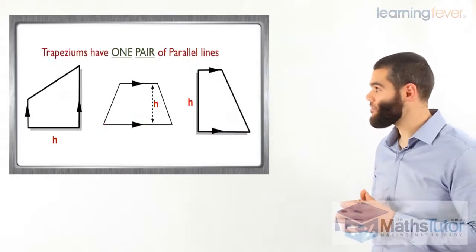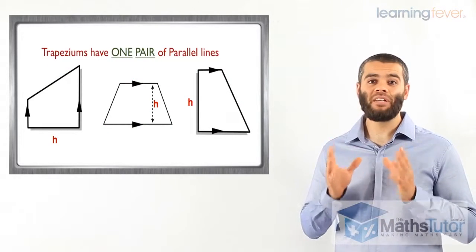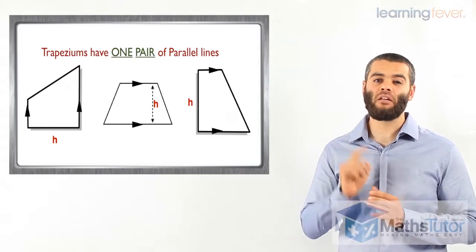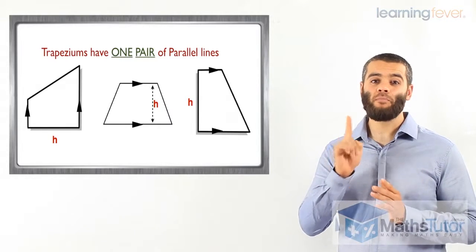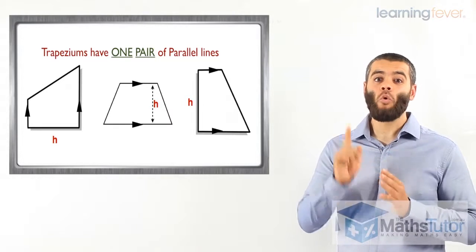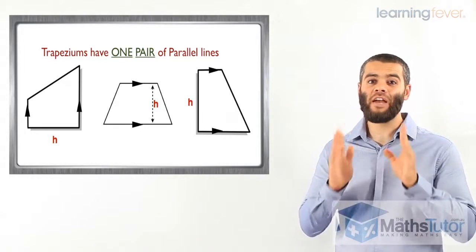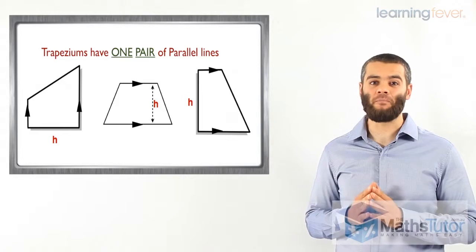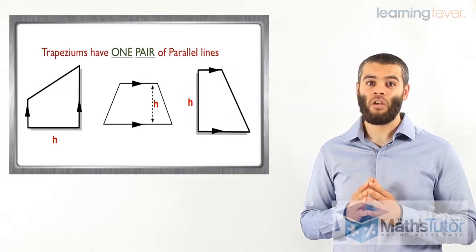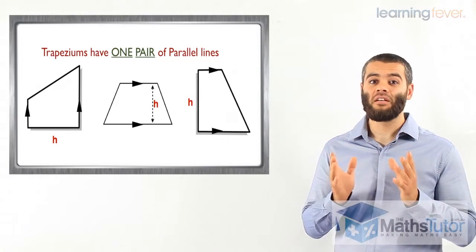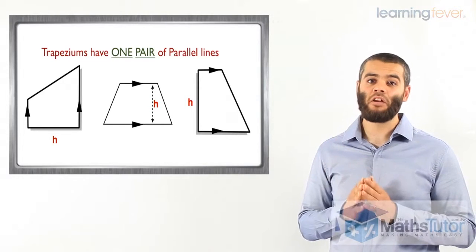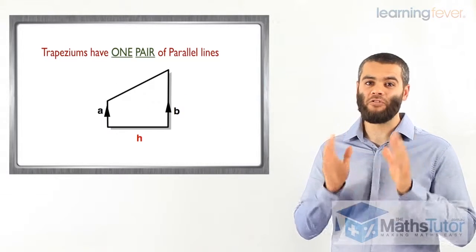Let's look at the diagrams. A trapezium has one pair of parallel lines. That's it, one pair. So if you see a quadrilateral, a four-sided shape, and it has one pair of parallel lines, straight away think this is a trapezium. This is how we identify whether a shape is a trapezium or not.